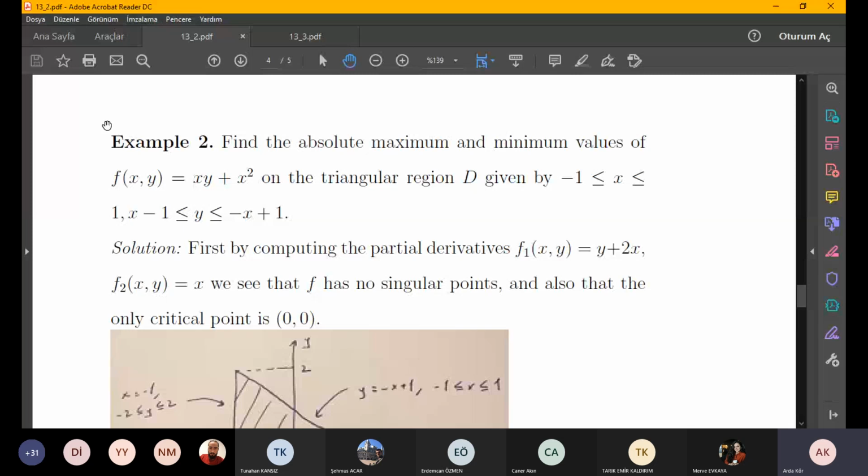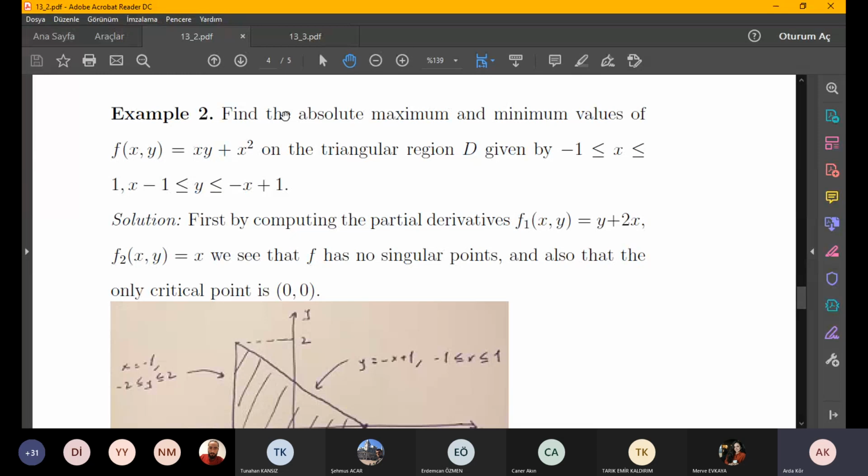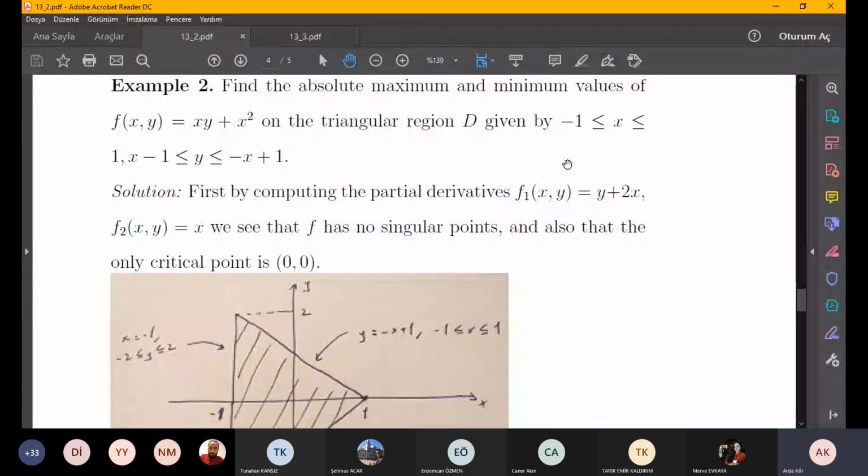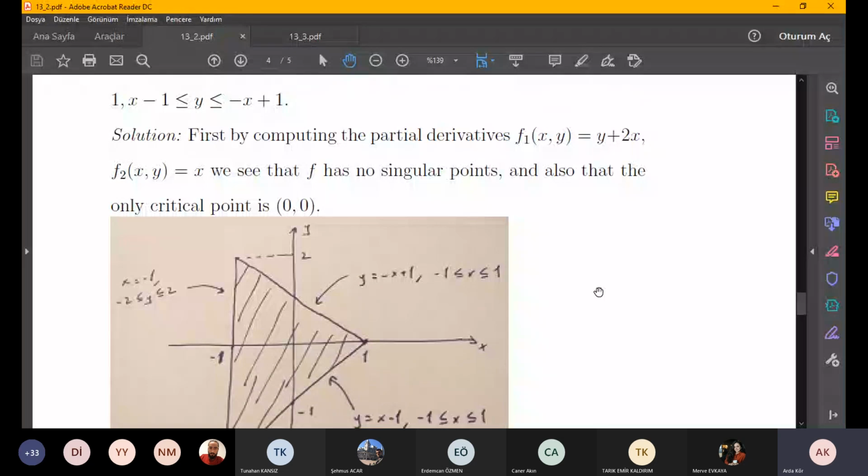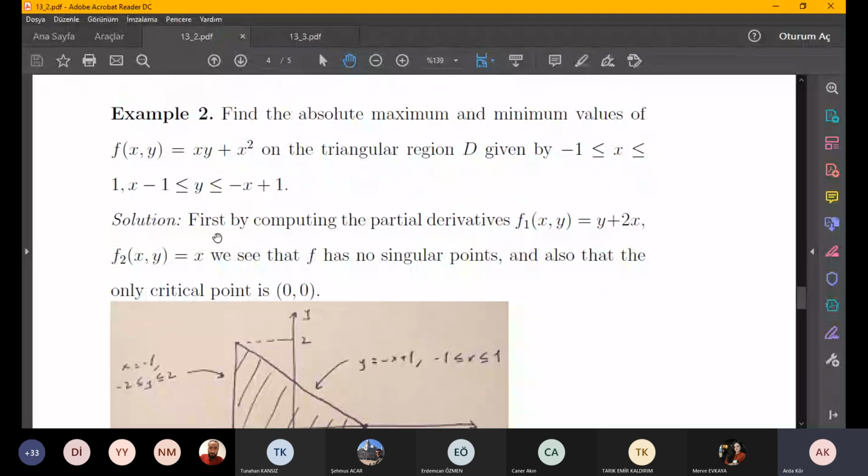Okay. So we were at example 2, and again as in example 1, we will try to find the absolute extreme values of the function xy plus x squared, which is a two variable function, as you can see. We try to find those absolute extreme values on the restricted region, which is the triangular region D, given by those inequalities.